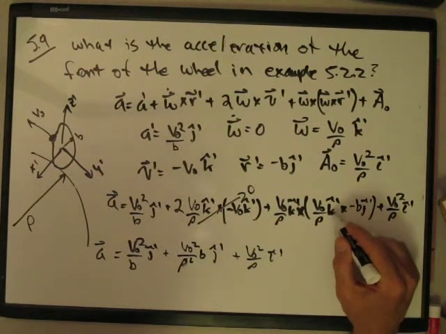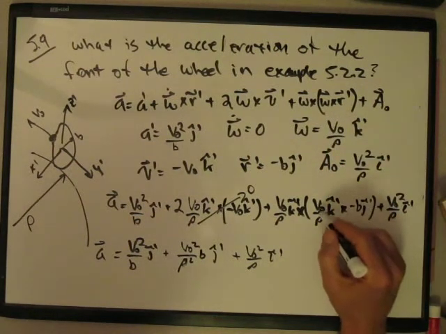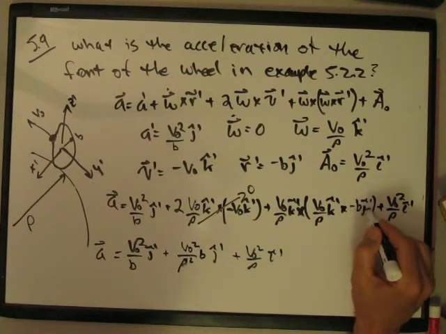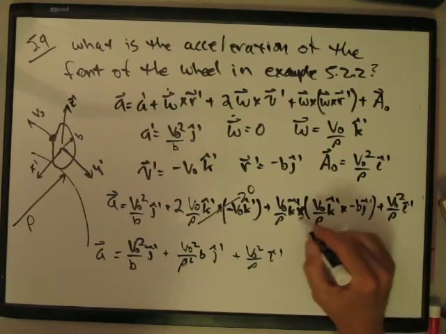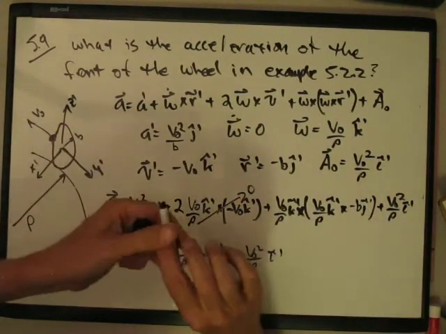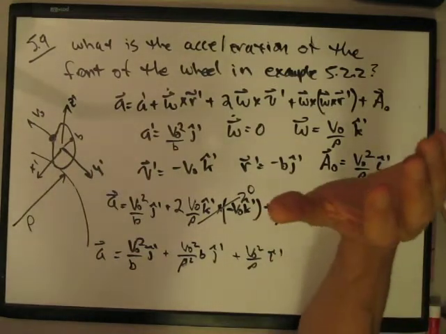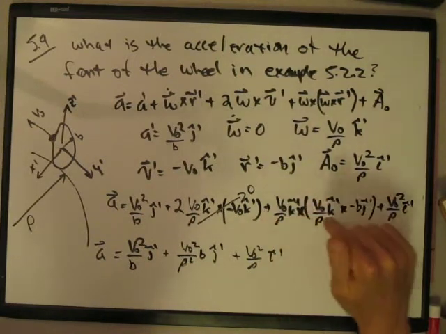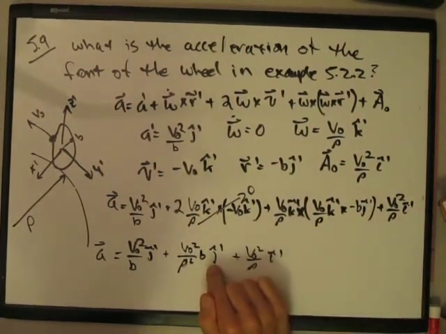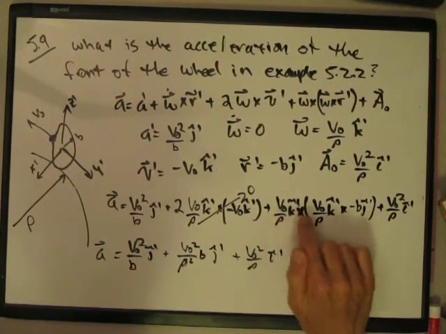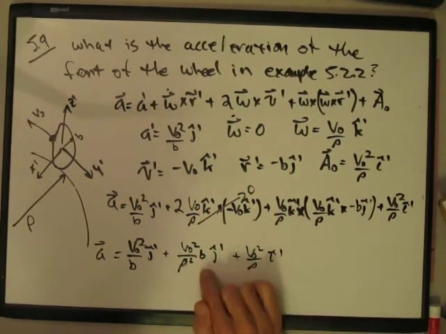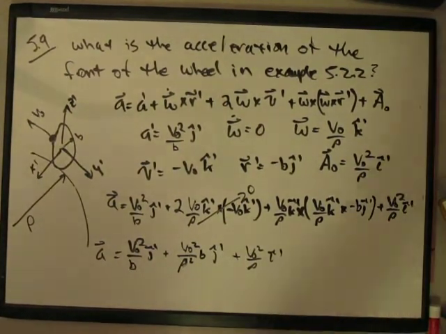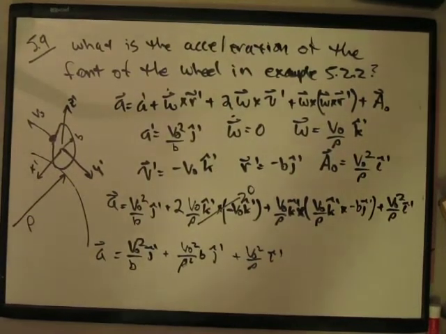my omega cross r-hat prime is now v0 over rho k-hat prime, which is my omega, crossed into minus b j-hat prime, which is my r. And when I work that cross product out for those three, k-hat cross minus j-hat gives me an i-hat, and then k-hat cross i-hat gives me a j-hat. And so the direction I get out of this is j-hat. And then if I work all those terms out, I get a v0 squared over rho squared times b. And so that's what that guy gives me. And then this is the relative acceleration of the two frames. So that's my answer.